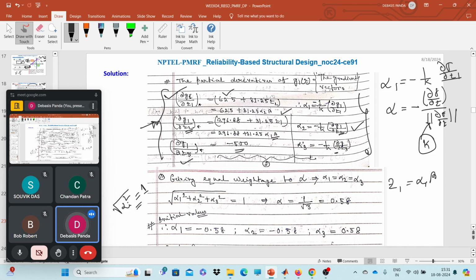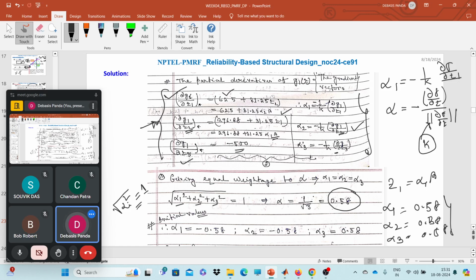So tell me, how many random variables are there here? Three random variables are there. How many direction cosines will we get? We will get 1, 2 and 3 direction cosines. So initially we will provide equal weightage of direction cosines. That means 1 by root 3, which is 0.58. So you can start directly with alpha 1, alpha 2 and alpha 3 equal to 0.58, 0.58 and 0.58, equal weightage.